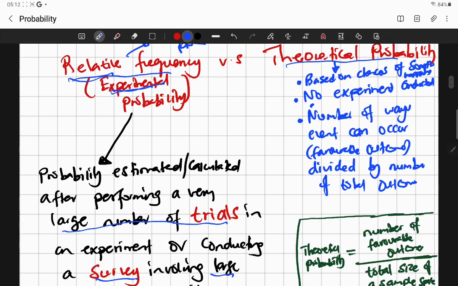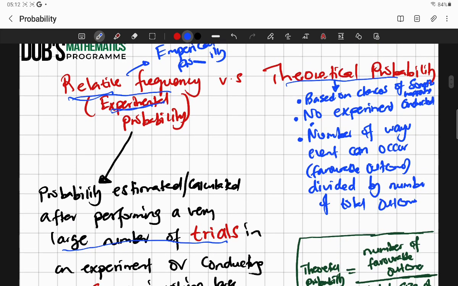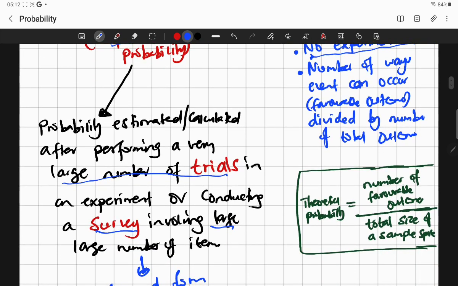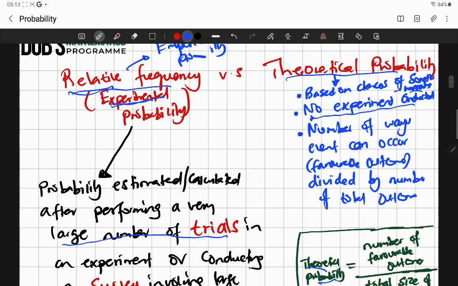And then if we look at the theoretical probability, this one is based on the chances of something happening. So we don't conduct an experiment here. So how we find it, we look at the number of ways or number of favorable outcomes over the total size of a sample space. That's how we get the theoretical probability. But these two are both between 0 and 1. They are both probabilities, just that relative frequency is based after conducting an experiment, but theoretical probability is based on the chances of something occurring.